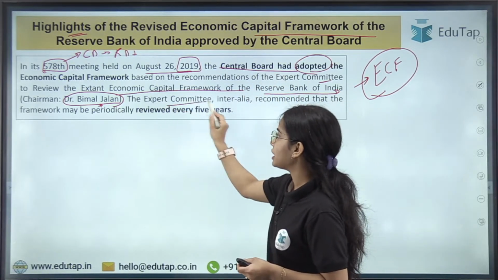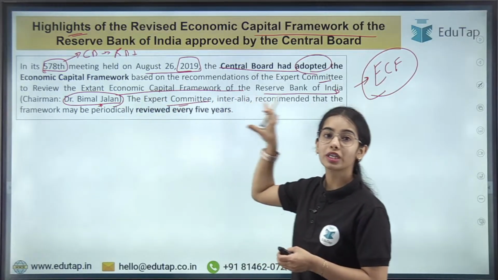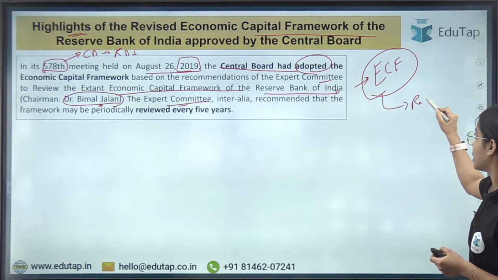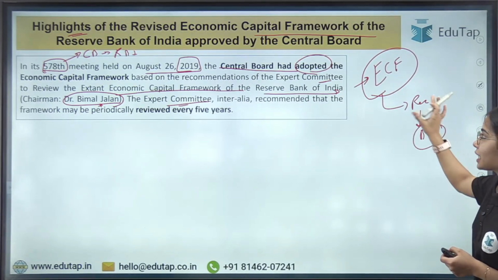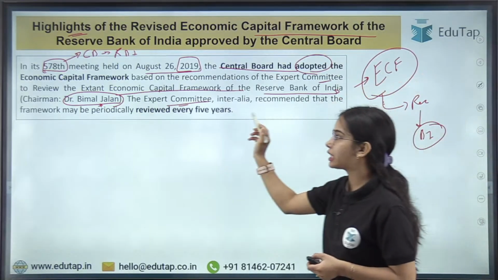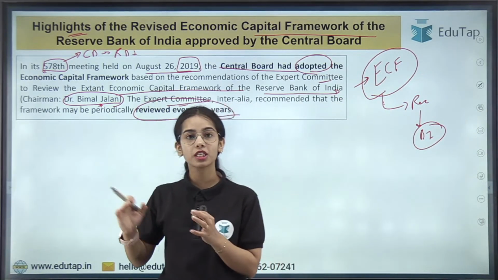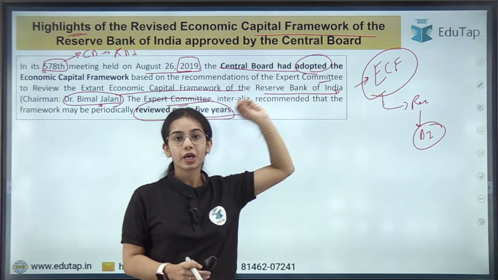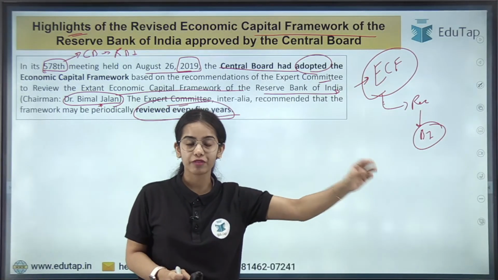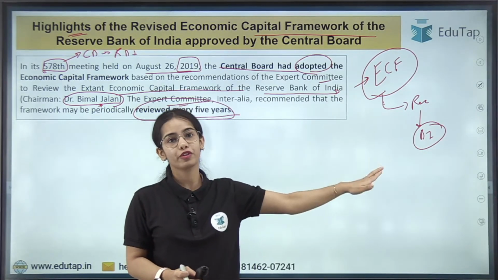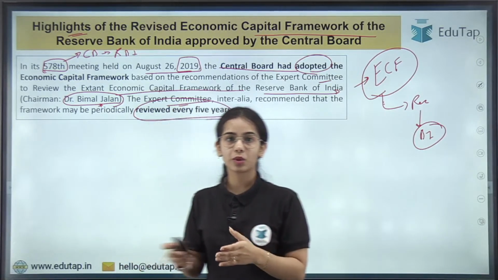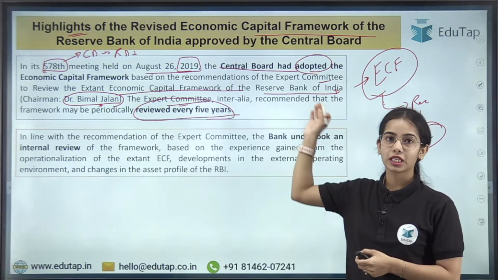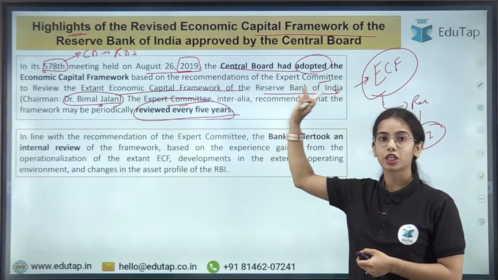The expert committee also recommended that the economic capital framework should be periodically reviewed every 5 years. The Bimal Jalan Committee said that whatever recommendations and whatever economic capital framework they have provided, even that should be reviewed every 5 years. That's why the RBI has now taken up the review of the economic capital framework that was recommended by the Bimal Jalan Committee and adopted in 2019.